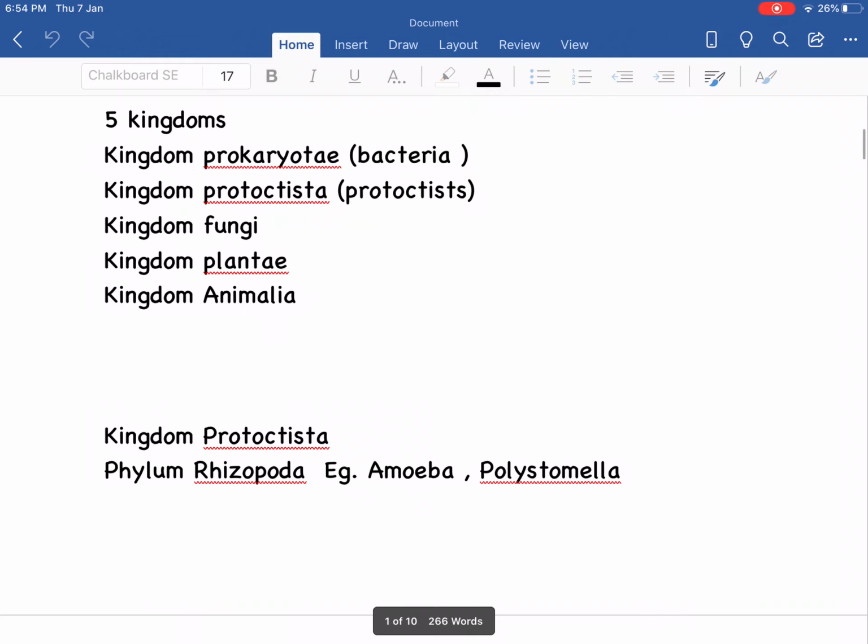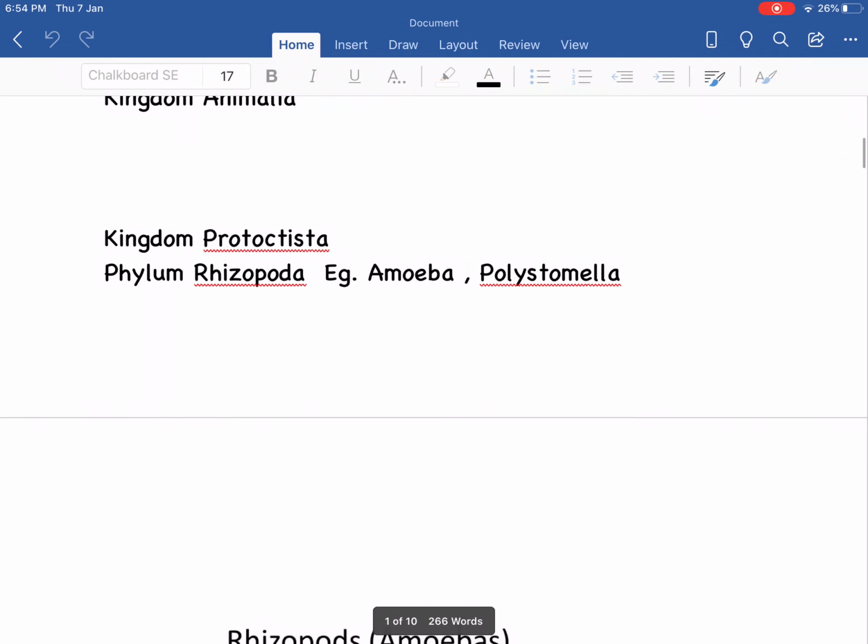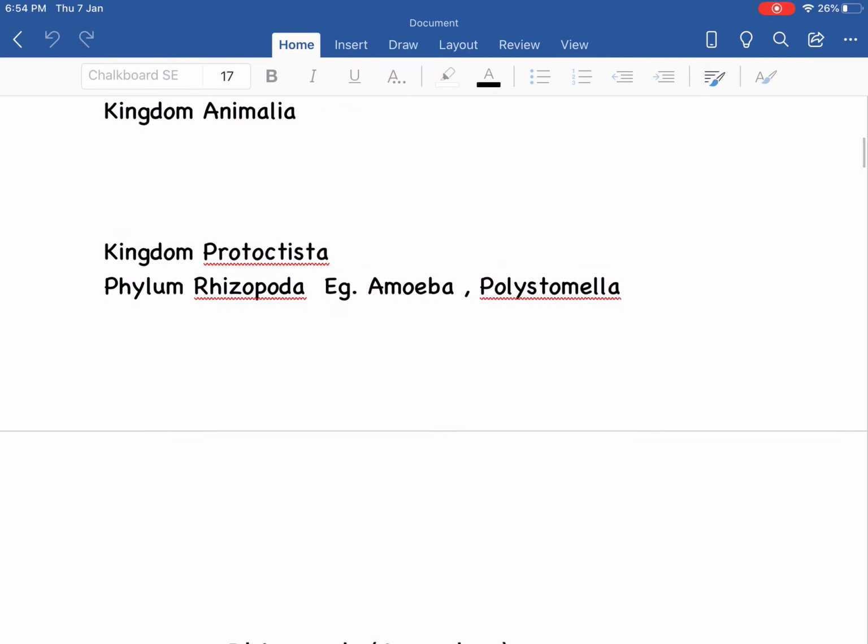As the name suggests, Kingdom Animalia is where we belong. This is why people say human beings are animals, because together with all the animals, we all are classified under the kingdom Animalia.